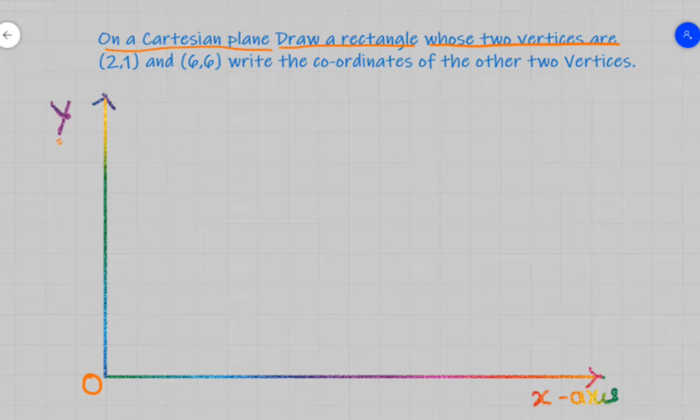See, only 2 vertices are given. Write the coordinates of the other 2 vertices. Since it is a rectangle, we can easily find out the other 2 vertices. Children, now, first of all, let us make the scale. See, this is 1, y-axis 2, 3, 4. I am putting the scale of y-axis 5, 6, 7 this way. Now let us write the scale of x-axis. Let me change the pen. So 1, 2, 3, 4, 5, 6, 7, 8.